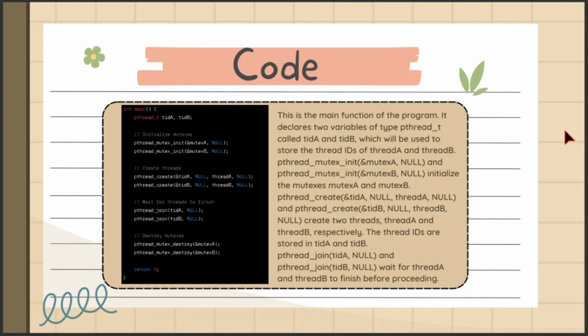So this is the main function of the program. It declares two variables of type pthread_t called tid A and tid B, which will be used to store the thread IDs of thread A and thread B.